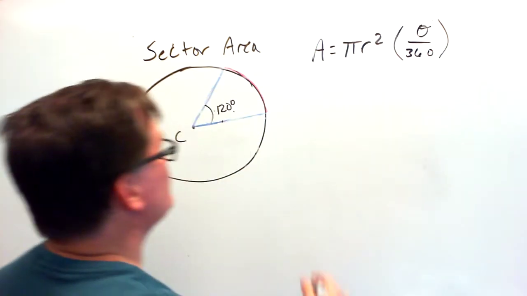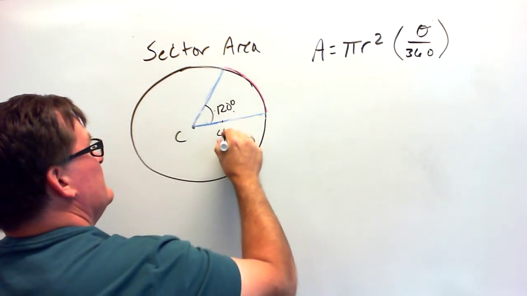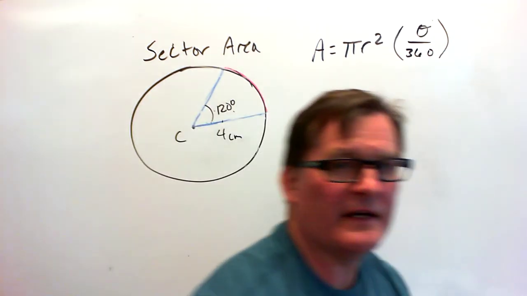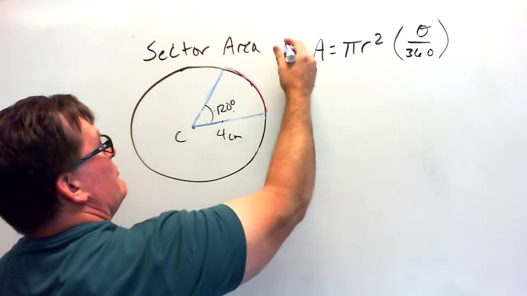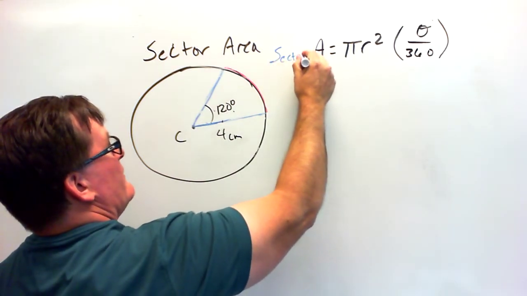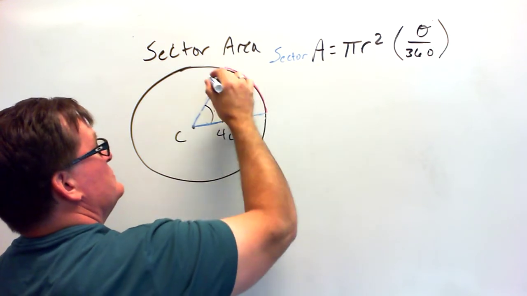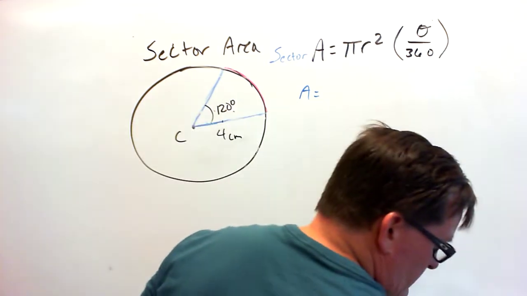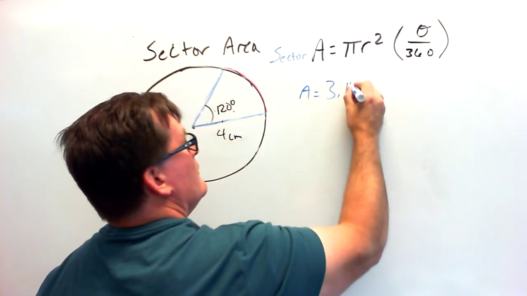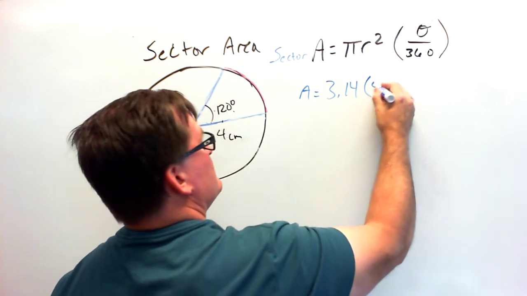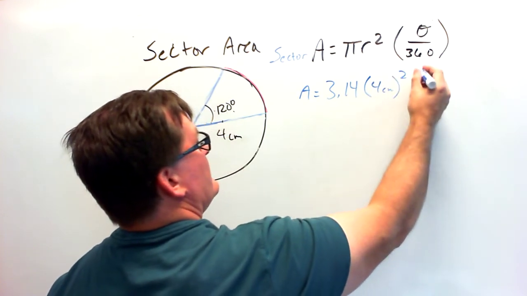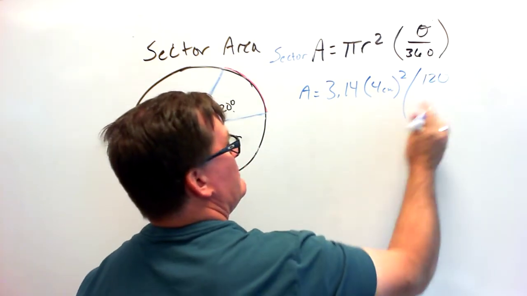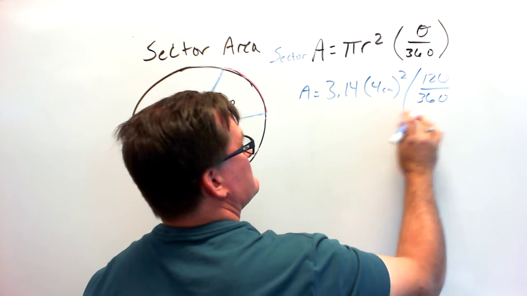We need to know something else. We need to know something about the radius. And in this example, the radius is 4 centimeters. So we're ready to move on with the calculation. So the area of the sector, I probably should write sector area, is not the area of the entire circle, it's just the piece. So the sector area is equal to pi, and we're going to use 3.14 for pi. The radius is 4 centimeters squared, and then the fractional piece is 120, do that kind of big, out of 360 degrees.